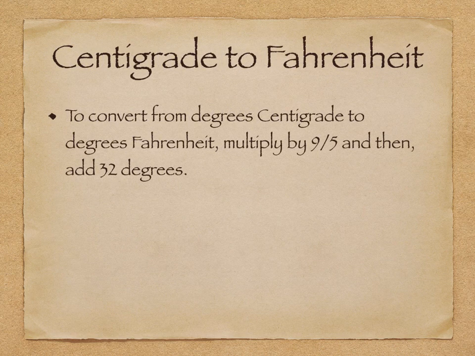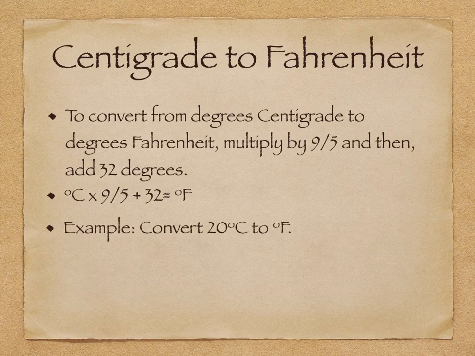Going the other way, converting from centigrade to Fahrenheit, we multiply by 9/5 and then add 32 degrees. So that's degrees centigrade times 9/5 plus 32 equals degrees Fahrenheit. Let's convert 20 degrees centigrade to Fahrenheit.